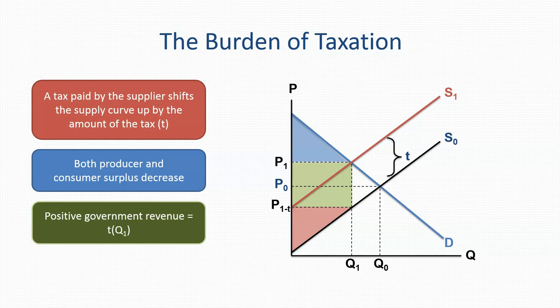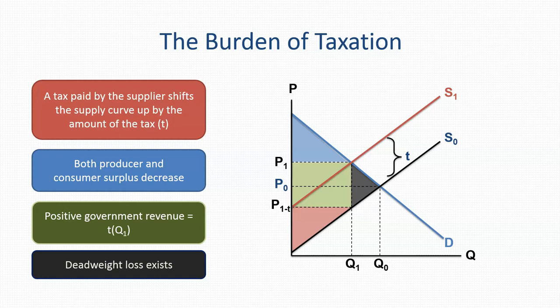You notice then that there's one leftover component that used to be consumer and producer surplus that we haven't accounted for. And of course, as we've seen in previous videos, that's going to be the dead weight loss. This tax is going to cause a decrease in the amount of this good or service being produced, and as a result, the consumer and producer surplus that would have been generated at a quantity of Q sub 0 doesn't get generated, and we call that again dead weight loss.